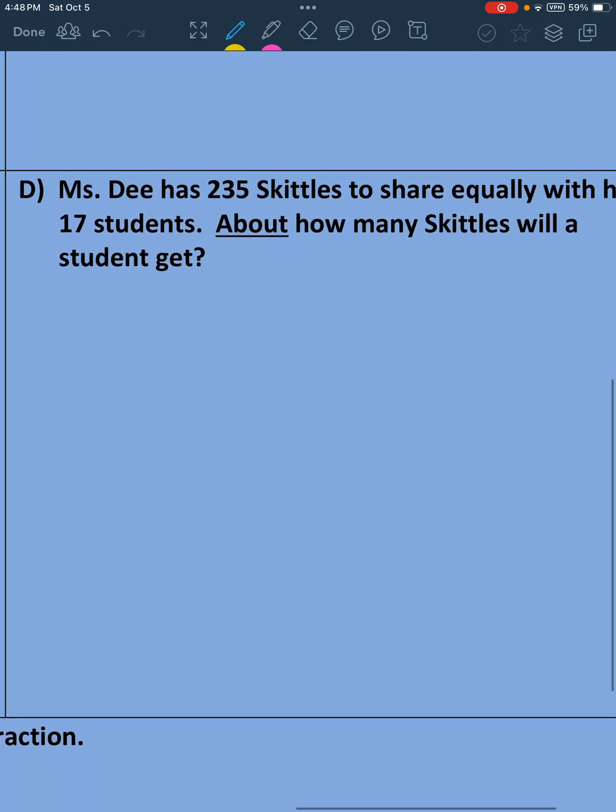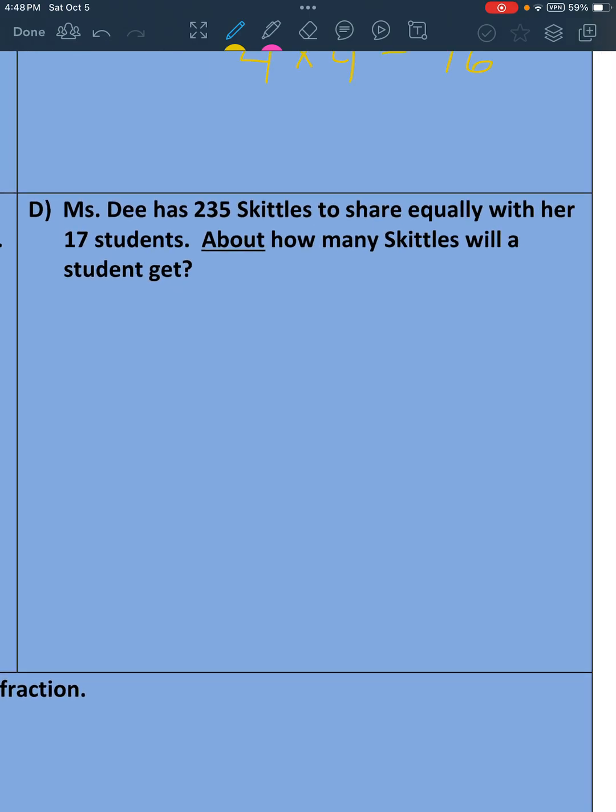Example D. Miss D has 235 Skittles to share equally. She's sharing equally, which tells me she's dividing. She's sharing equally with her 17 students. About is an estimation word. It tells me to round. About how many Skittles will a student get?